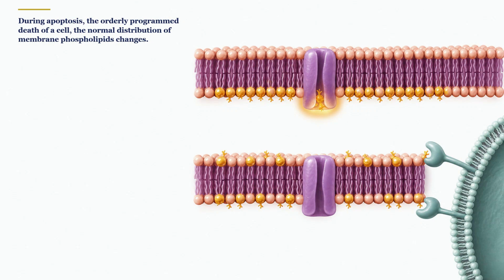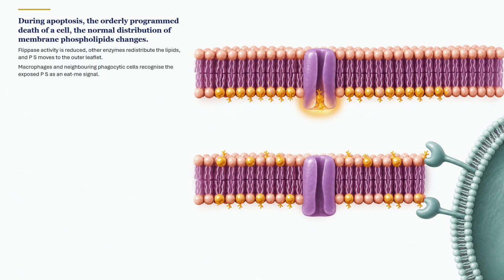During apoptosis, the orderly, programmed death of a cell, the normal distribution of membrane phospholipids changes. Flipase activity is reduced, other enzymes redistribute the lipids, and PS moves to the outer leaflet. Macrophages and neighboring phagocytic cells recognize the exposed PS as an "eat me" signal. The message is simple: this cell is dying and it should be removed.